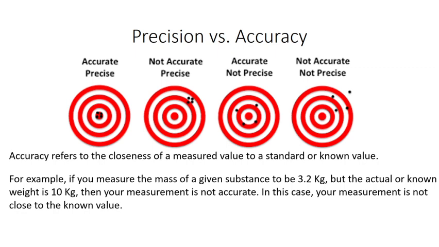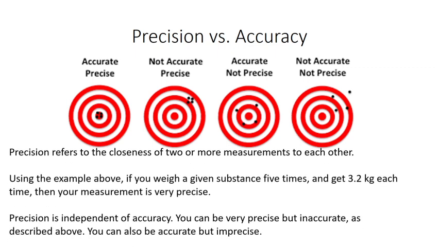Accuracy refers to the closeness of a measured value to a standard or known value, right? So you're measuring against a standard or known. Precision refers to the closeness of two or more measurements to each other. So using the example given above, if you weigh a substance 5 times and get 3.2 kilograms each time, your measurement is very precise, but that may or may not be accurate.